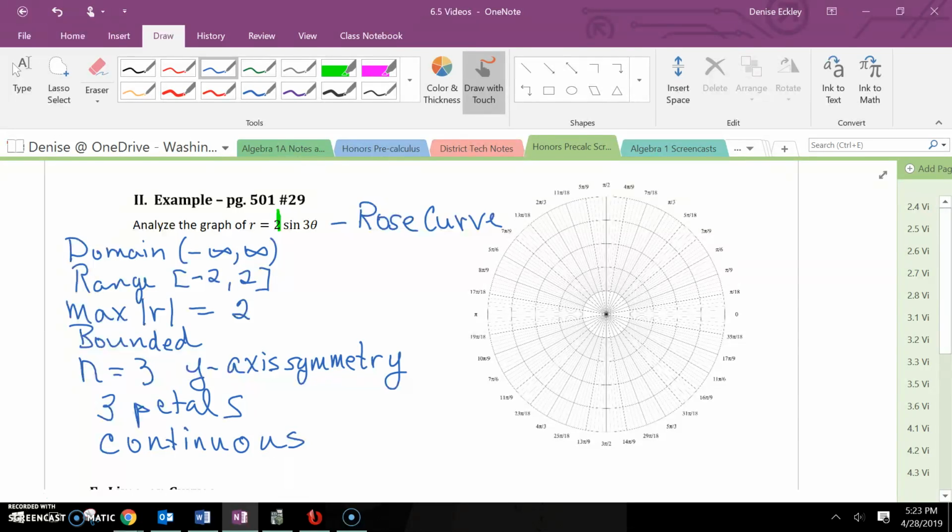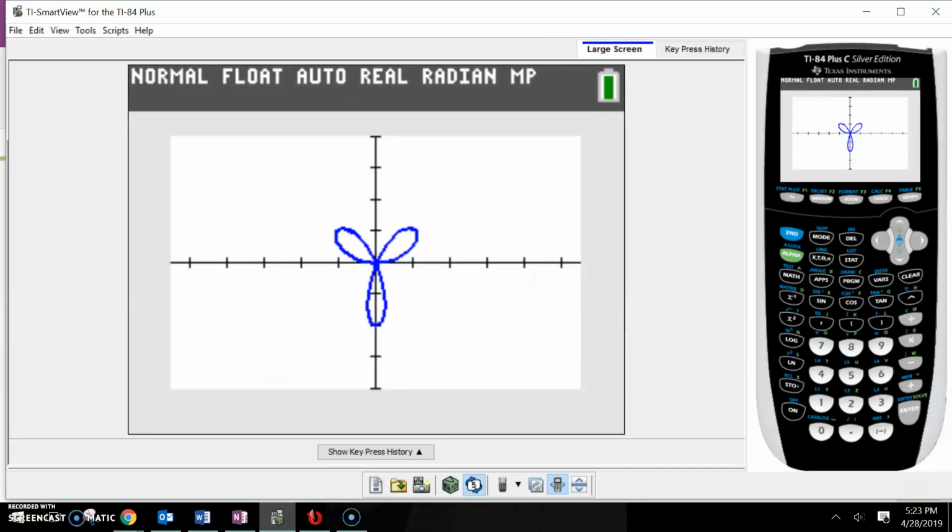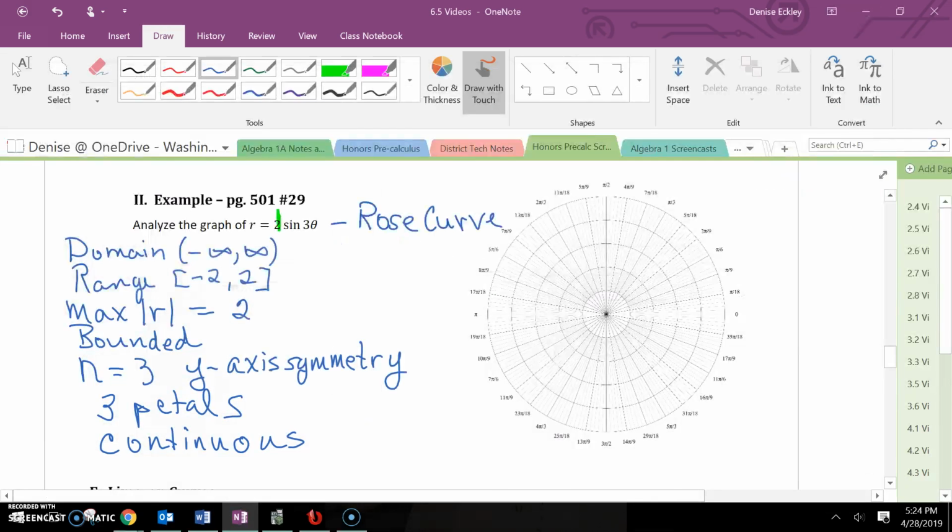So in this case, we are going to have this graph here, where we have the one petal along the negative y-axis, and then we have the other 2 in the first and second quadrant. And if you notice, it goes down to negative 2, and the max value on top is going to be 2. So it'll look like this.